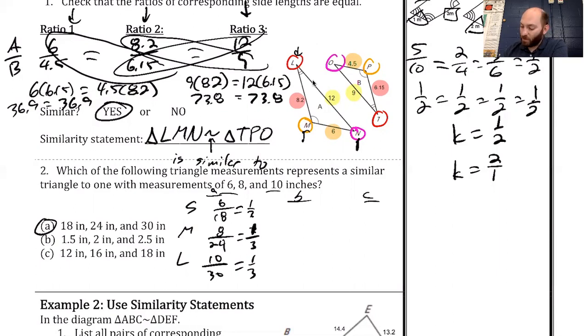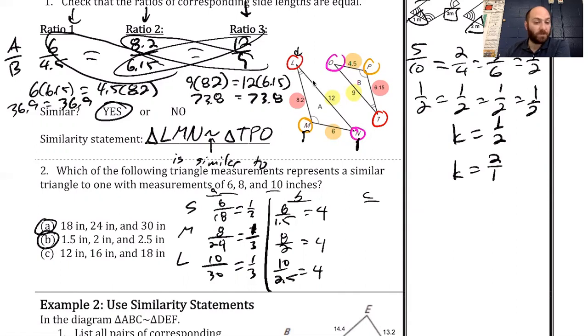Okay, section B here. I'm going to do the same thing. I'm going to do 6 over 1.5, and then 8 over 2, and then 10 over 2.5. Okay, so 10 over 2.5, that is 4. 8 divided by 2 is 4. I'm going to double check 6, but I believe that is also 4. Yep. So these all reduce to 4, so that means that B is good. And again, I'm comparing short to short, medium to medium, long to long.